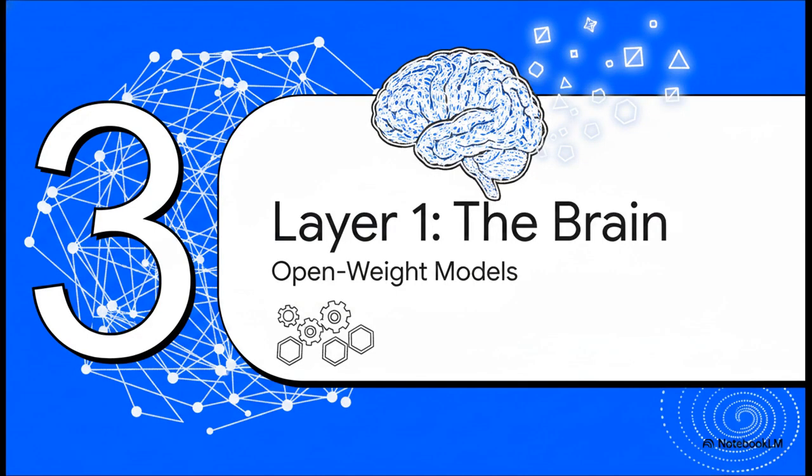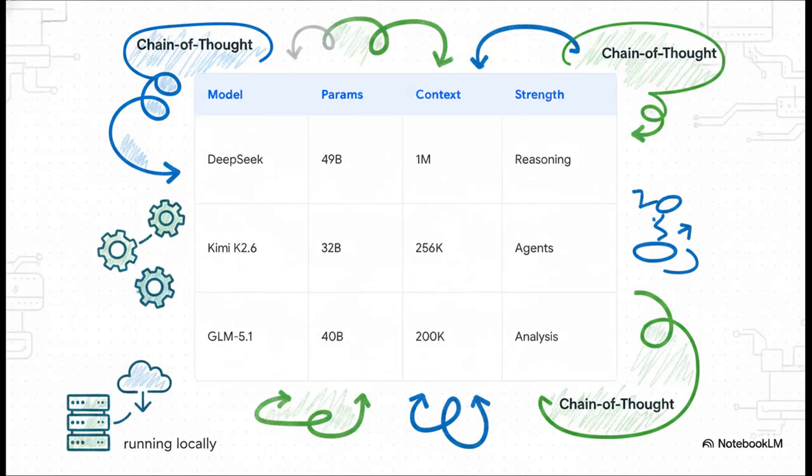All right, let's hit Section 3. Layer 1, the brain, and the massive power of open-weight models. Looking at these metrics from the source material, these open-weight models are just incredible. Models like DeepSeek V4 Pro or GLM 5.1 natively use chain-of-thought loops. What does that mean? Well, it means they explicitly spend time thinking, planning their next moves, and self-correcting before they ever output an answer.